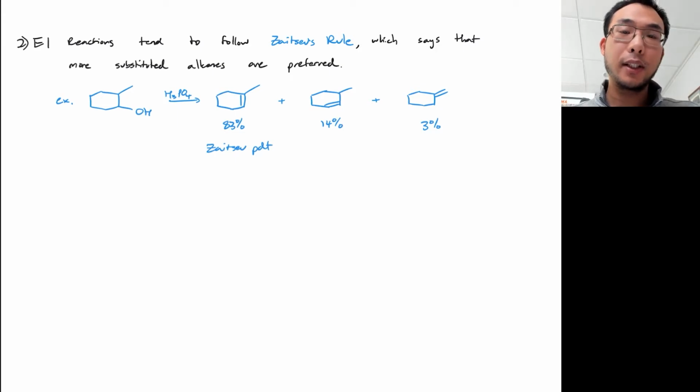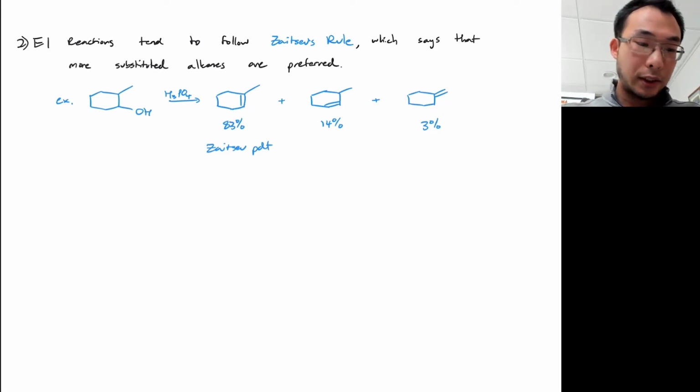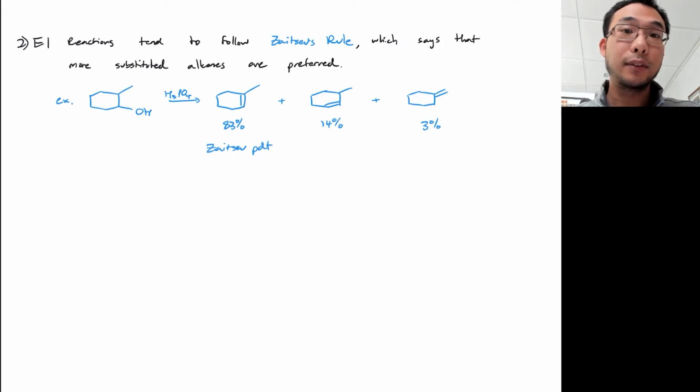Another consideration is which of the hydrogens is actually deprotonated, because if you look back carefully to the examples I gave you, there are situations in which, depending on which proton is deprotonated during the elimination reaction, a different product will be formed. It turns out that in general, what we will try to follow is Zaitsev's rule for E1 reactions, and Zaitsev's rule tells us that more substituted alkenes are the preferred product.